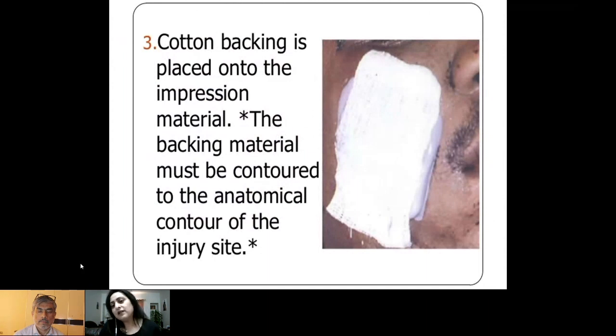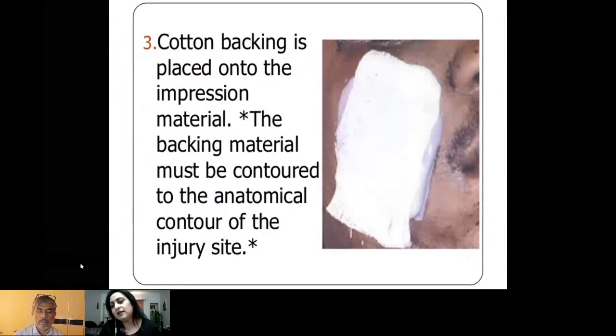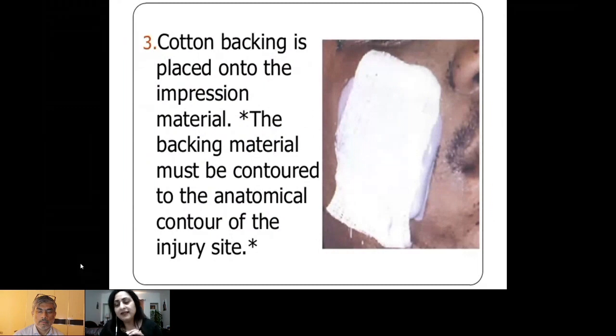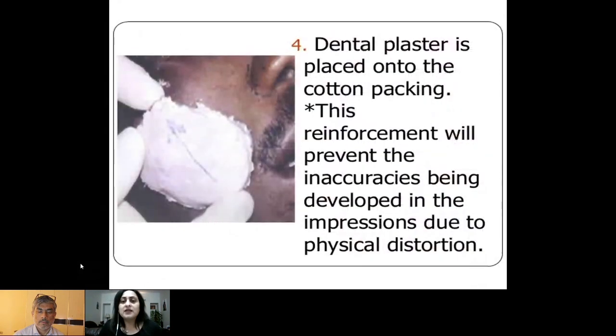So first we clean, wash and dry the area. Second, we put the rubber impression. Then we put the cotton backing. Then dental plaster is placed onto the cotton packing, and this reinforcement will prevent inaccuracies being developed in the impressions due to physical distortion. Otherwise, it will be difficult to take out the impression.